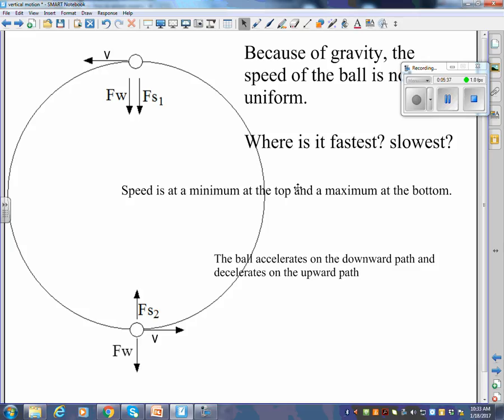Now what we're going to do here is derive a formula. And it actually works out pretty easy.